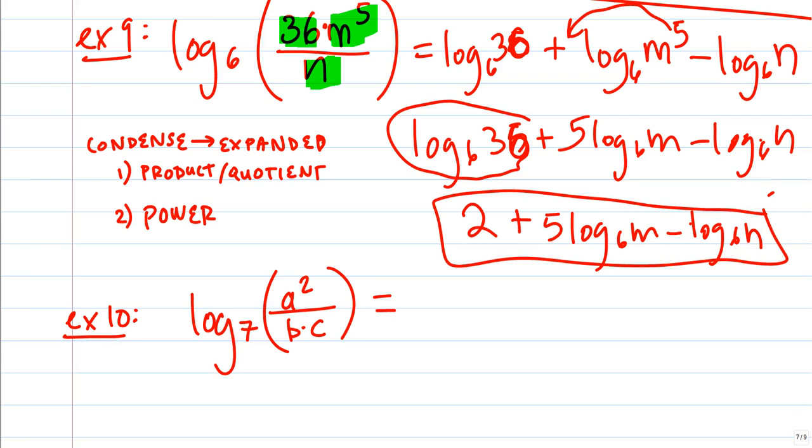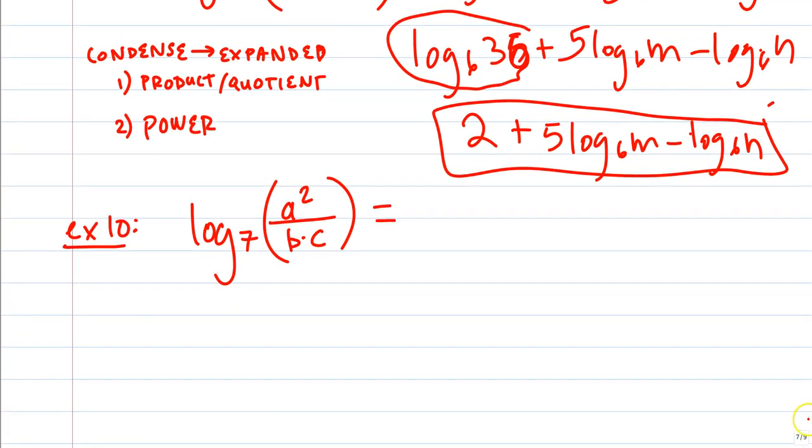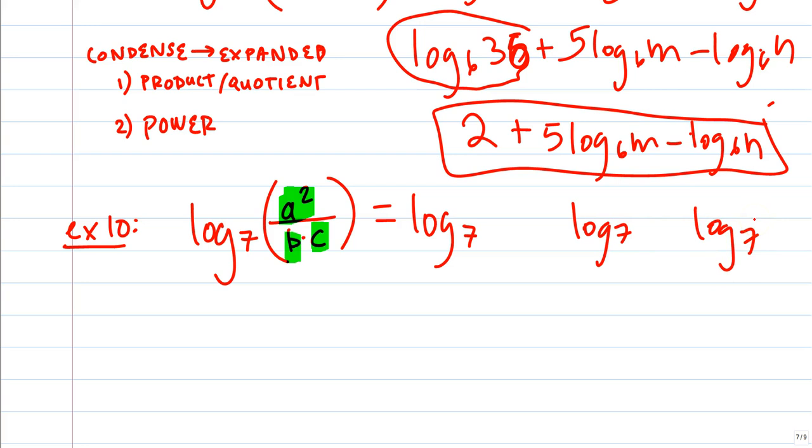Log base 7 of this mess. I see 3 terms, a squared, b, and c. This will then expand into 3 separate logarithms. On the top, the a squared stays positive. On the bottom, the b becomes negative. On the bottom, the c becomes negative.